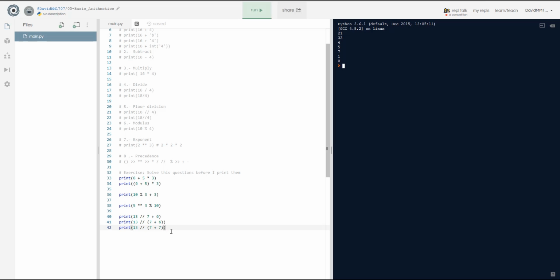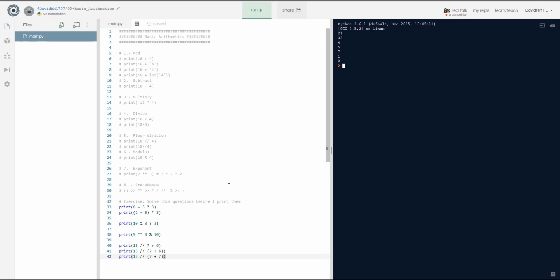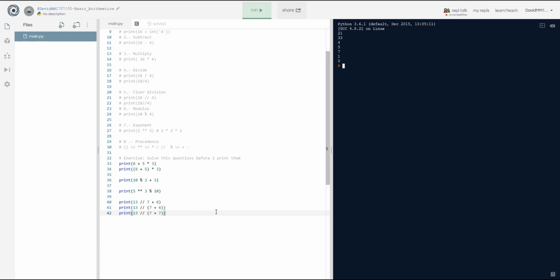Okay, it was a short one, but an important one. You have to understand this, because when you perform operations, if you don't have this down, you are going to get some tricky errors.